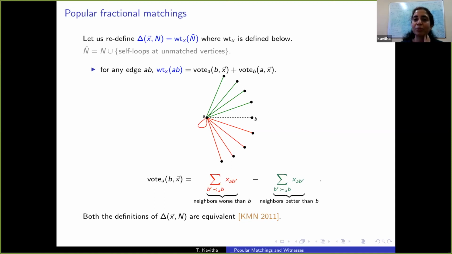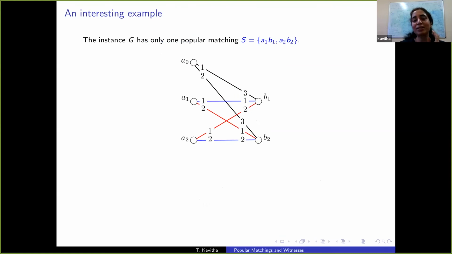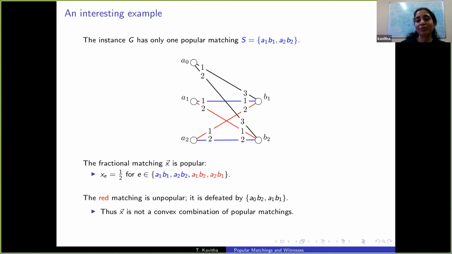So we define what a popular fractional matching is. It's a fractional matching that never loses an election against any matching. So delta x comma n is non-negative. Let's look at this simple example where there's only one popular matching, the blue matching. However, the fractional matching with a value of half along the two blue edges and a value of half along the two red edges is also popular. One can check that it does not lose any election. However, the red matching is unpopular.